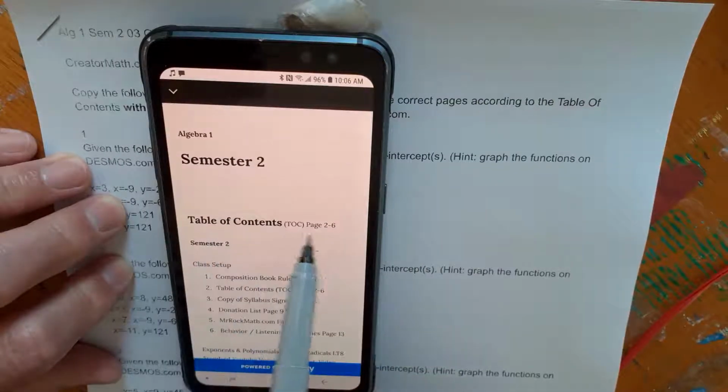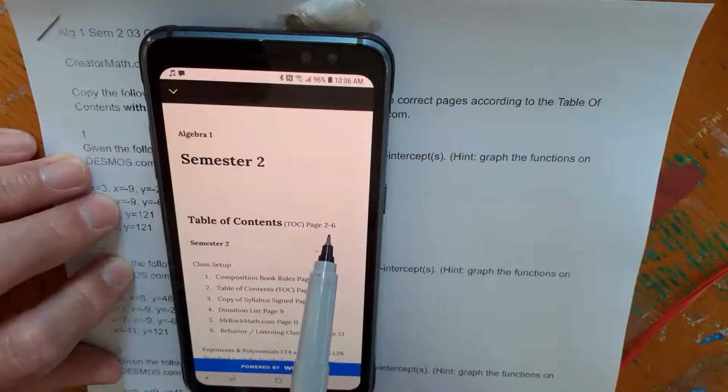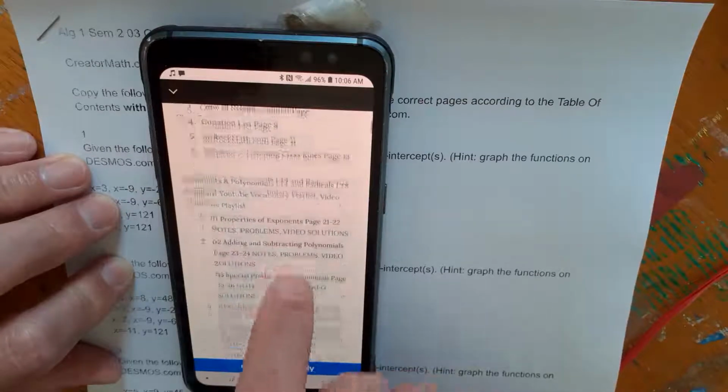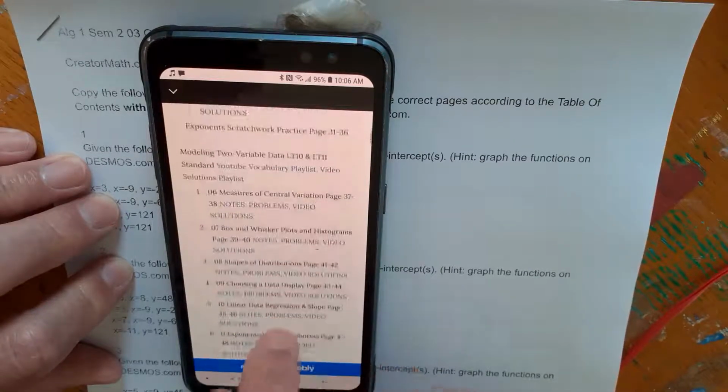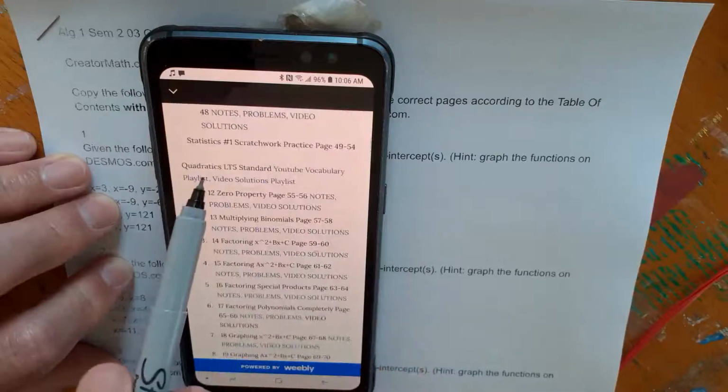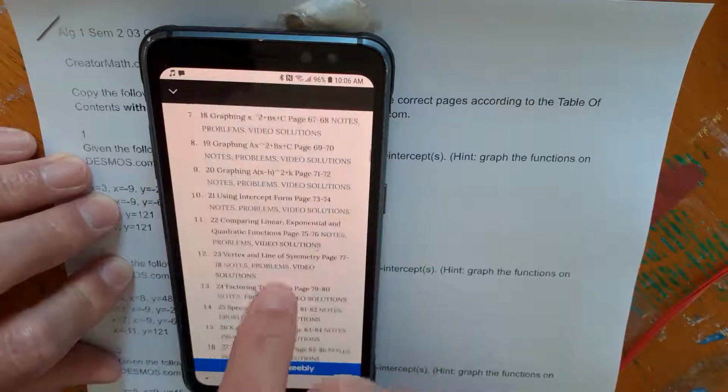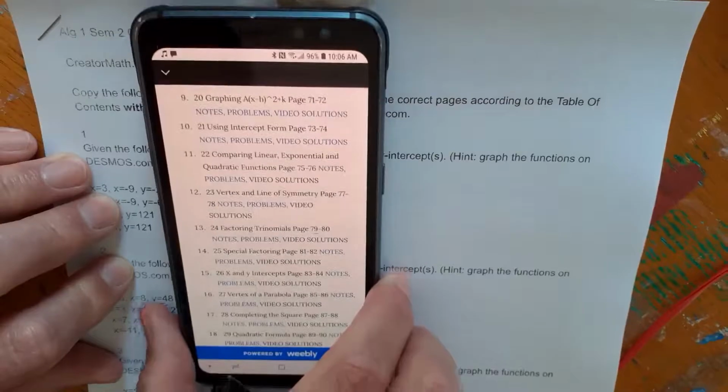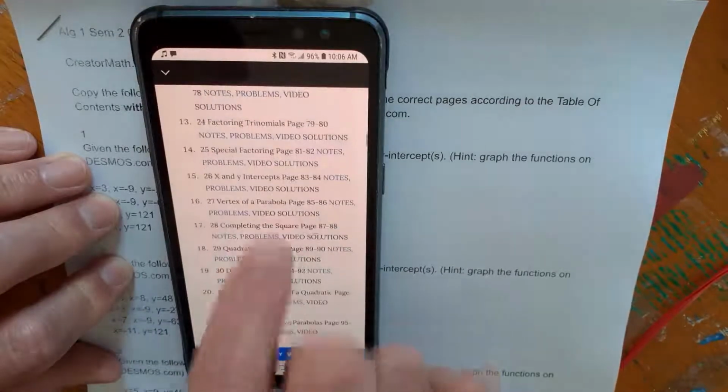Here's Semester 2, table of contents. This goes on pages 2 through 6 of your composition book. You copy all this in, and by now you should have all this copied in. We're scrolling down to the quadratics unit. We're scrolling down to number 15, right here.